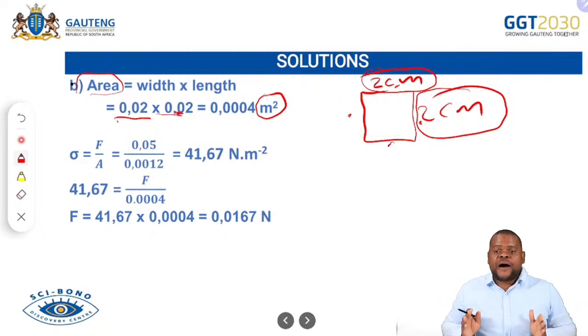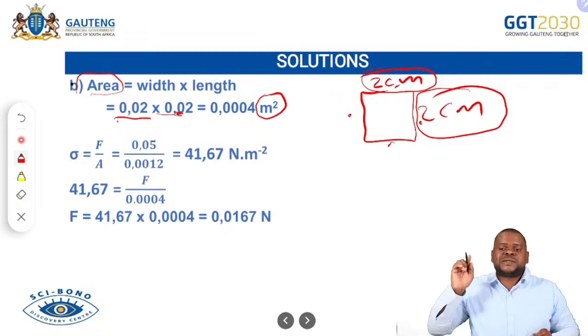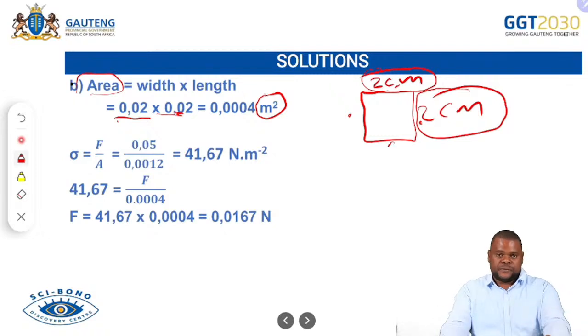SI units are very, very important, because if you don't put SI units at the end of each and every calculation, you lose the final mark. You lose it, grade 12s.